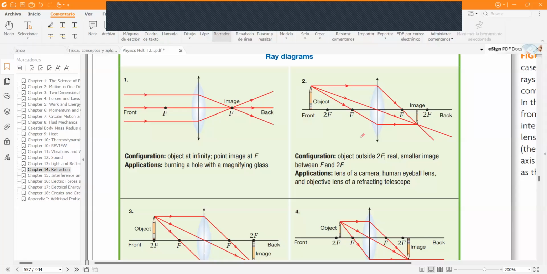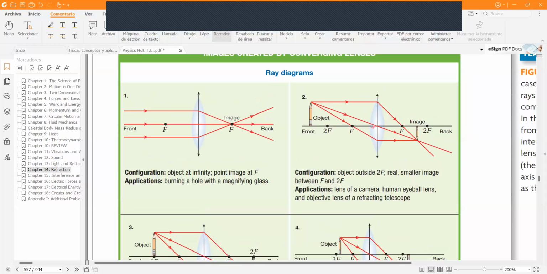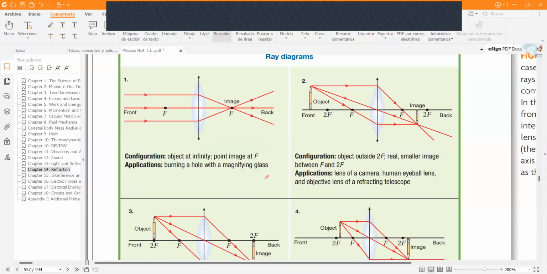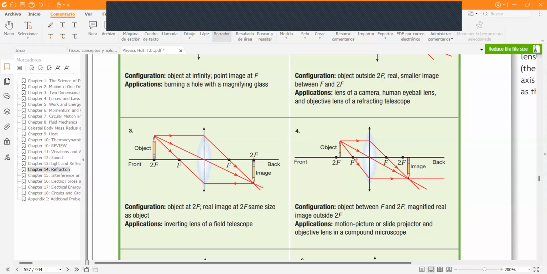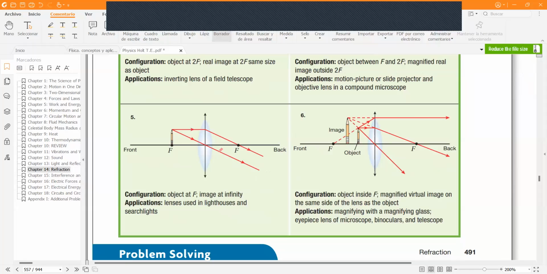So here in the second configuration, you see an image that is smaller than the real object. Here you see that the image is the same size as the object. They look the same, but the difference is that this image is upside down. In configuration 4, the image is also upside down, but it is larger than the real object. Here the image is at infinity, and here the image is larger than the object. Very similar to the topics that we have been seeing.